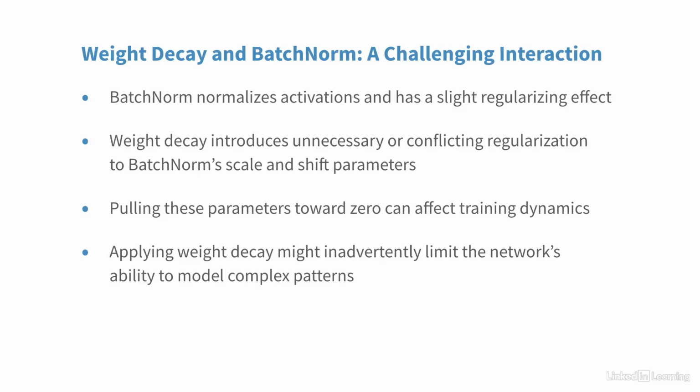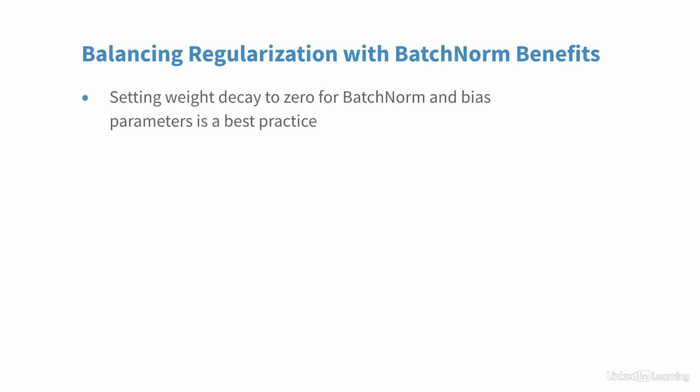Since batch norm parameters are involved in scaling and shifting the activations, applying weight decay to them is going to inadvertently constrain the expressive power of the network. It's best to avoid weight decay for batch norm and bias parameters in deep learning because this will negatively affect the model's performance.